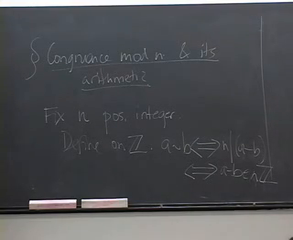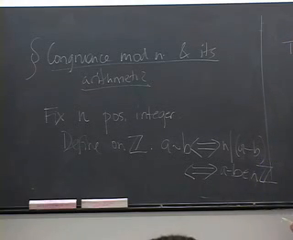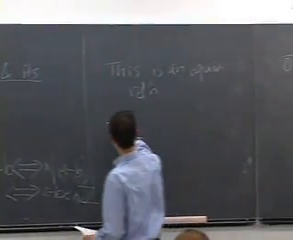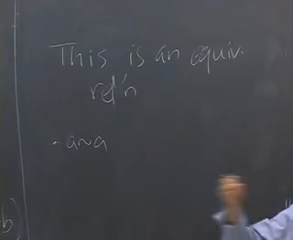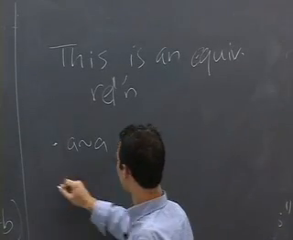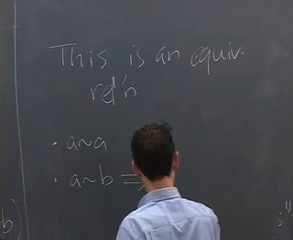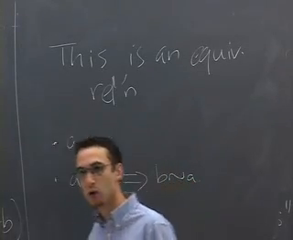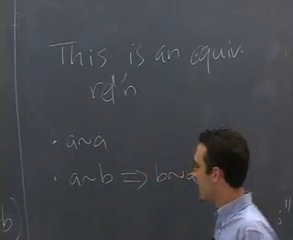Well, it's not hard to see that this is an equivalence relation. Why? First of all, it's certainly reflexive. That just follows from the fact that a minus a is 0, which is certainly a multiple of n. If a is related to b, then certainly b is related to a, because what does this mean? Well, a minus b is a multiple of n, but then b minus a is certainly also a multiple of n, so b is related to a.